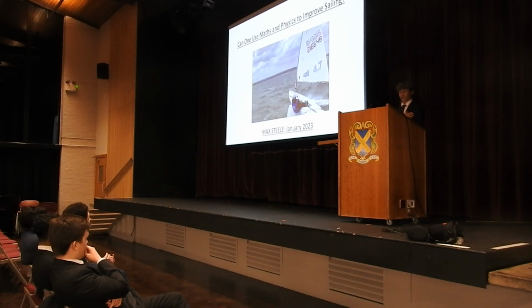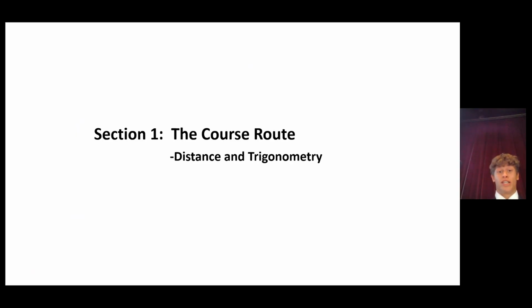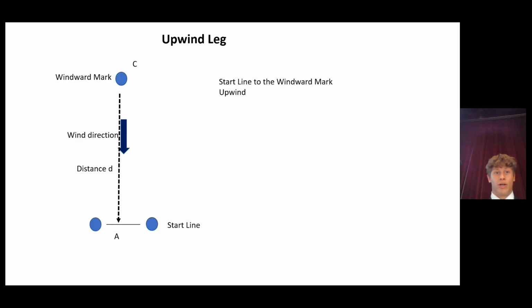So this is my presentation on can one use maths and physics to improve sailing. My first section is on distance and trigonometry. You can use trigonometry to calculate the distance from point A to point C.